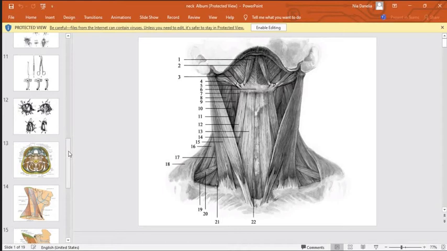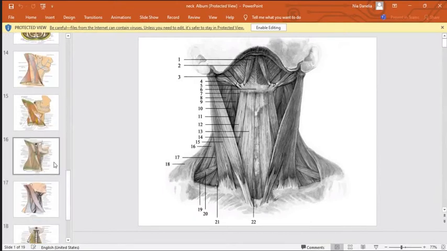After that, we have the parietal layer of the endocervical fascia, which makes a sheath for the vessels and nerves of this triangle, and in this triangle the fifth fascia, the prevertebral fascia, is present. So when we ask which fascias are located in the carotid triangle, here we have the first, the second, the parietal layer of the endocervical fascia, and the fifth fascia.